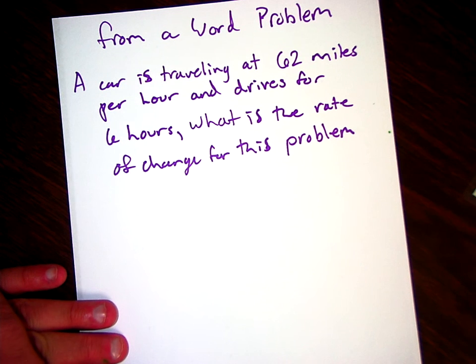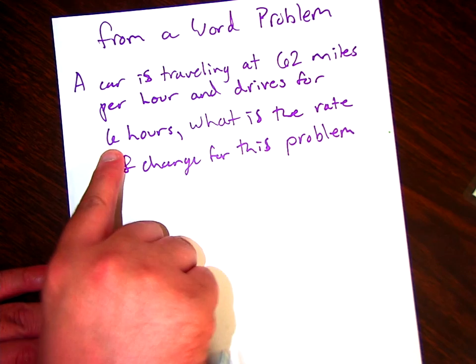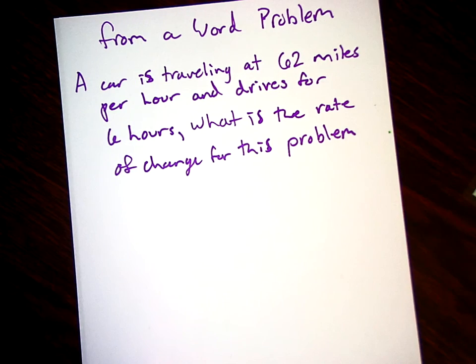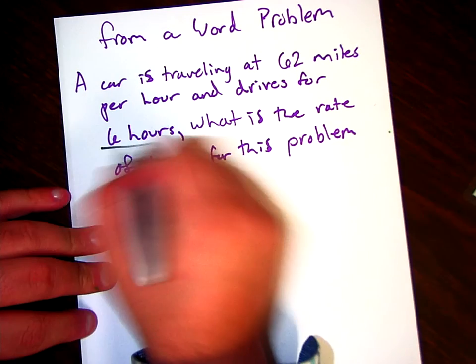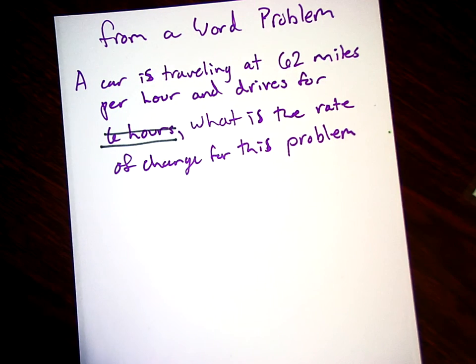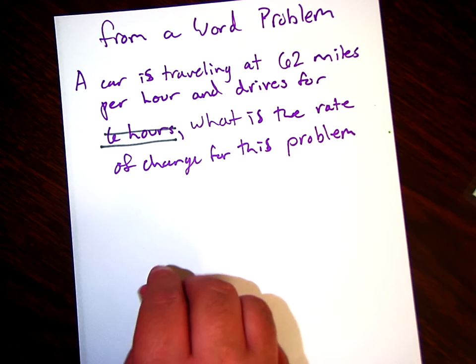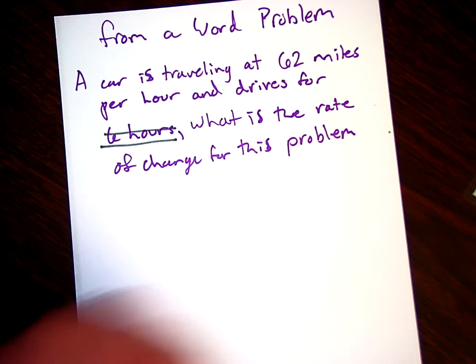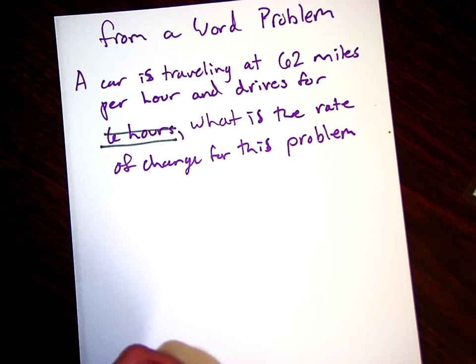Now, you only have two numbers here, 62 and 6. But this number here is a trap. Do not use it. That's a trap. 6 hours has nothing to do with the rate of change in this problem. It wants to know what that point is after 6 hours. How far has he traveled? And you actually find it using the rate of change.